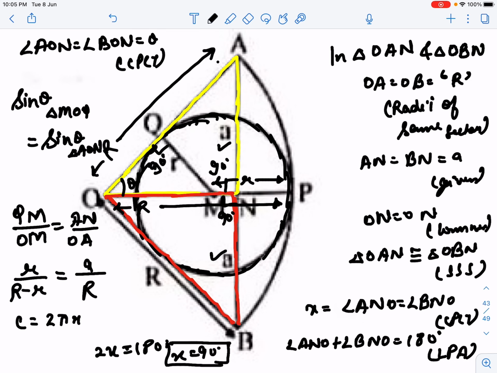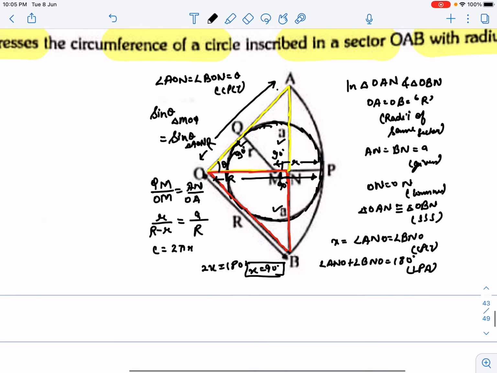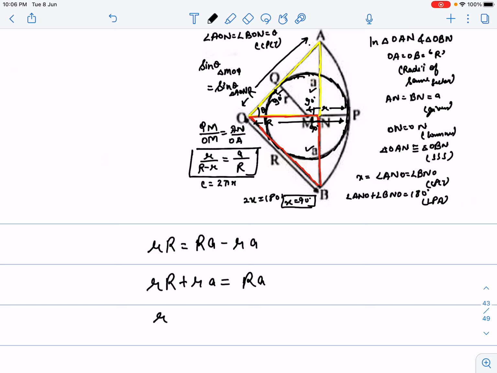Now we'll make use of this to solve it further. We know one expression we have derived over here: r upon R minus r is equal to a upon R. I want the value of small r from here. So rR is equal to Ra minus ra, that means rR plus ra is equal to Ra. Now what can be taken common? r can be taken common. So it will be becoming Ra divided by R plus a is equal to small r.